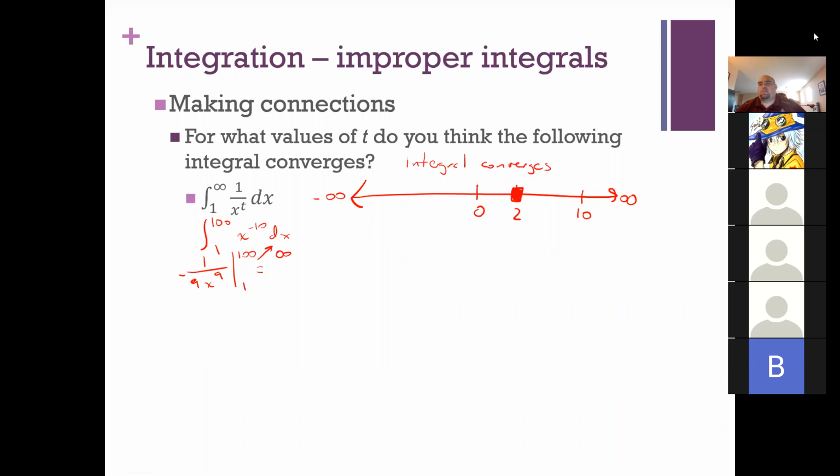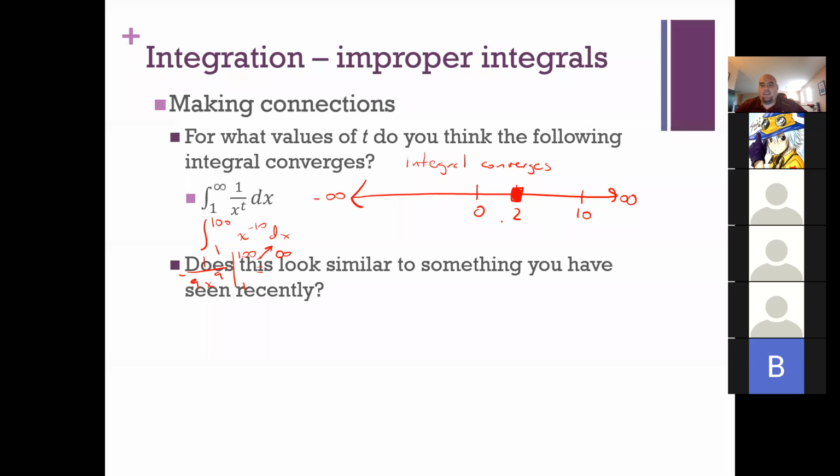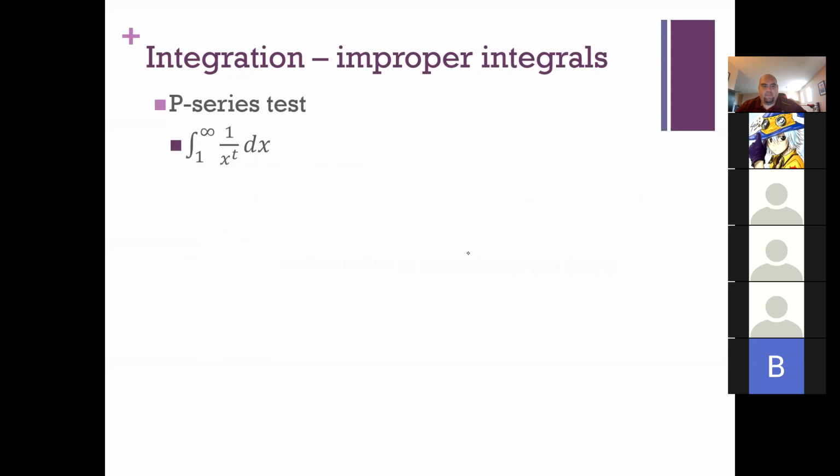Chat says it'll go to 0, and that's true. So basically, this is going to get bigger and bigger. So I think we can safely say that this is going to converge as well.